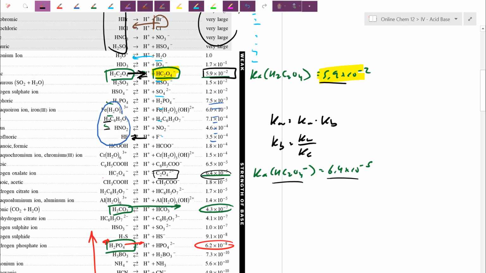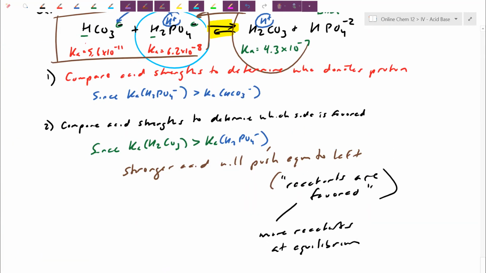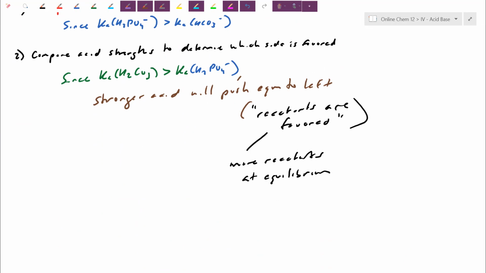Again, I'm going to show you a little bit of crazy math here. That already gives you the answer. I know I have more reactants at equilibrium. Could you comment on what Keq is?